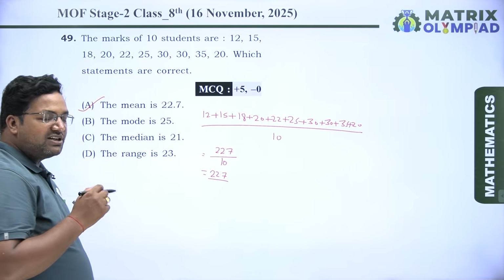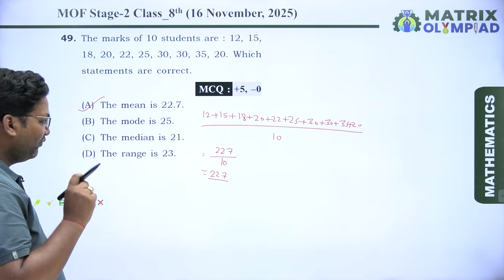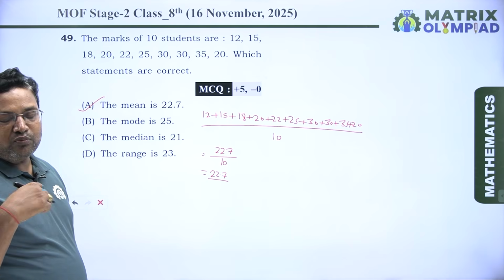Next is the mode is 25. The definition of mode is the number which occurs the most times.